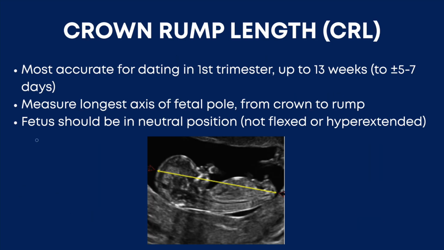The important measurements in transabdominal ultrasound in early pregnancy are the crown rump length, which is used for dating in the first trimester up to about 13 weeks. This measures the fetus ideally in neutral position, not hyperflexed or hyperextended, and you can select the crown rump length measurement on the ultrasound, drag the calipers along the longest axis of the fetal pole, which is from crown to rump, and it should give you a gestational age estimation.